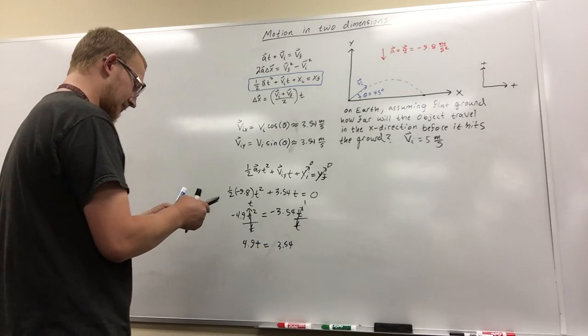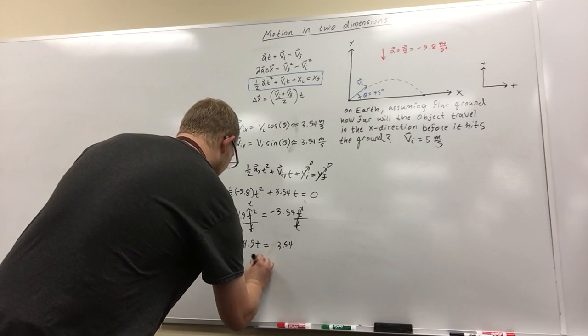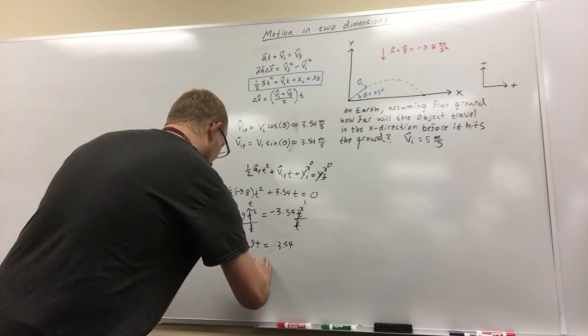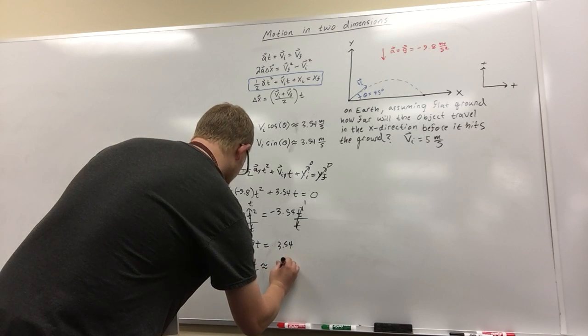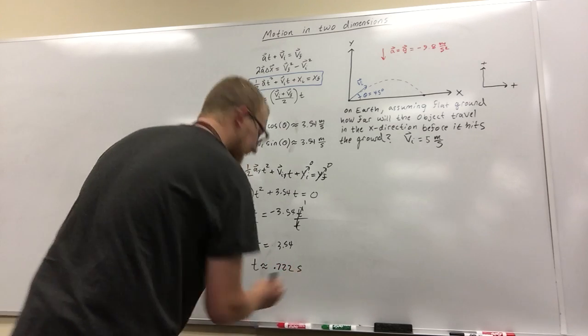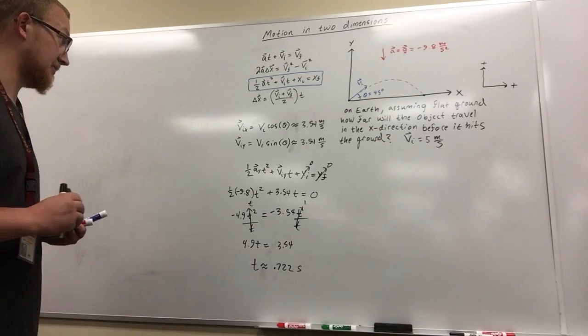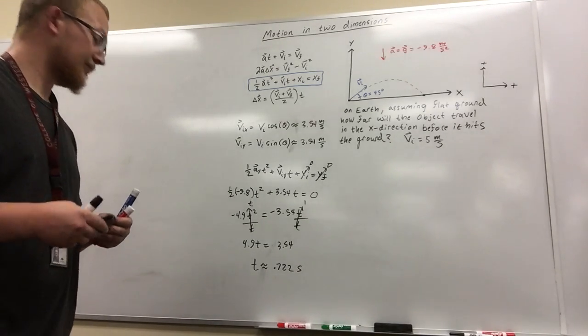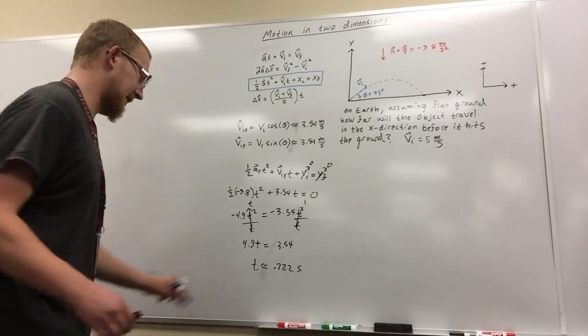So 3.54 divided by 4.9 gives us a time that is approximately equal to 0.722 seconds. All right, so 0.722 seconds is what we have going on for time.